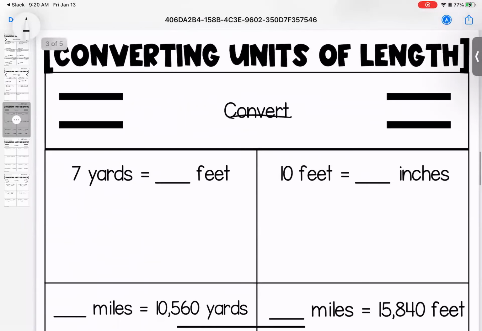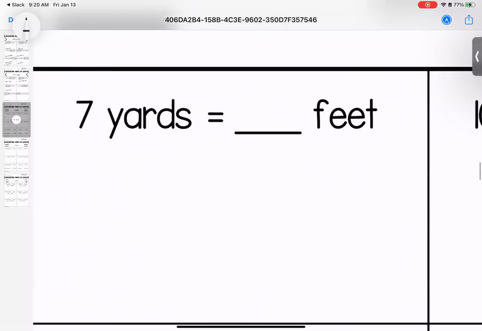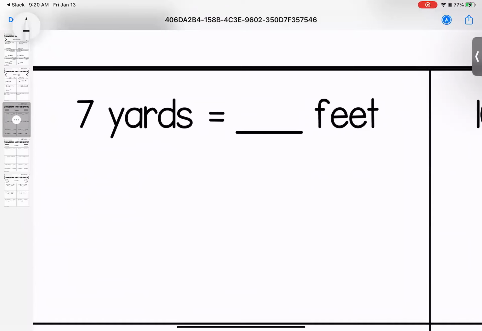Page 3, we are converting. So I'm giving you one value and you have to tell me what it would be in the other value. So we have 7 yards. 3 feet equal 1 yard. So we would do 7 yards times 3 to get 21 feet.